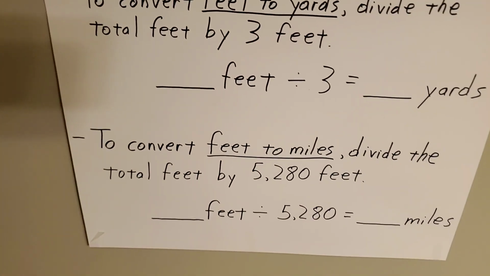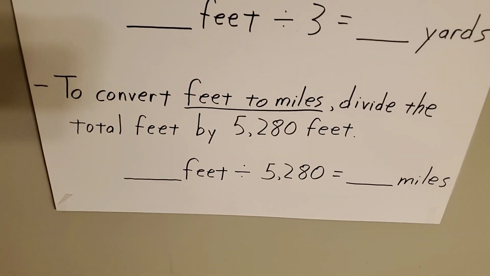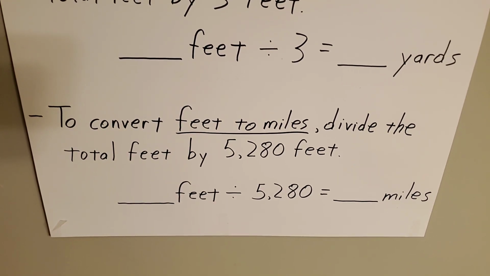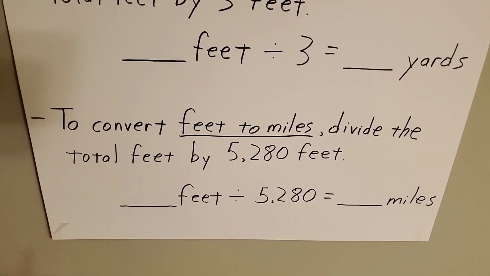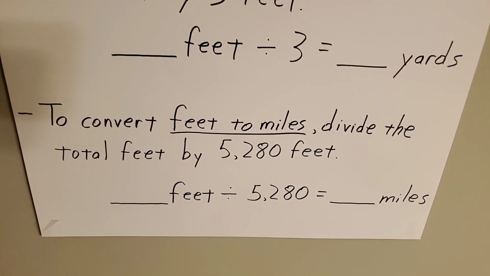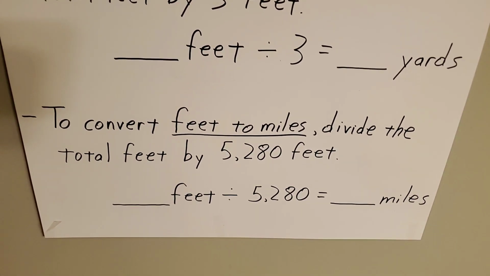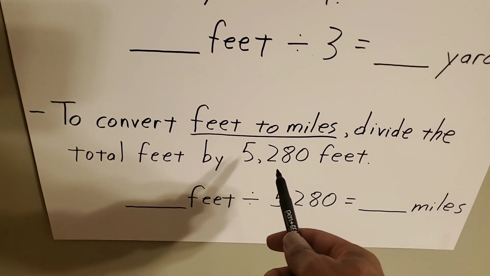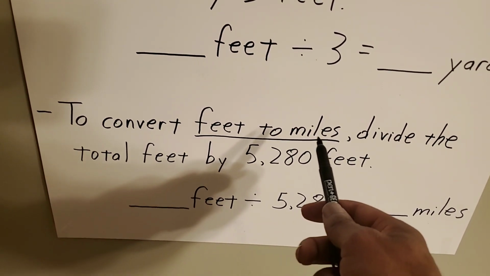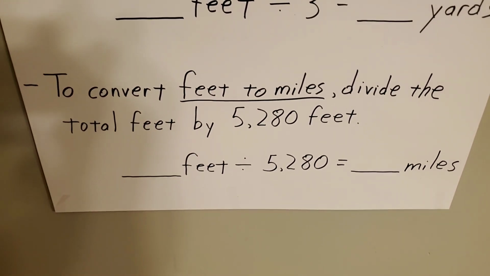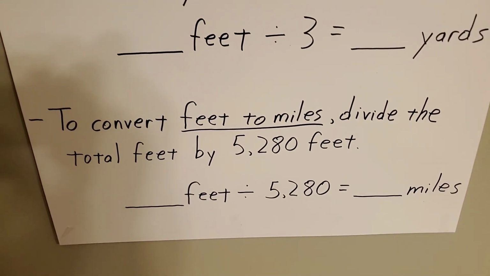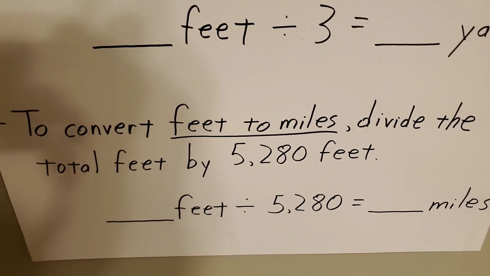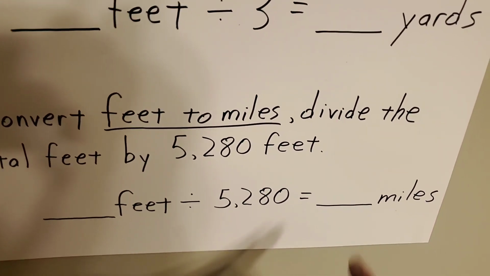Now, pay attention, because you're also going to use this for tonight's assignment. If you want to convert feet to miles, you are going to divide the total feet by 5,280 feet. Why 5,280 feet? Because it takes 5,280 feet to make a whole mile. And this is your formula. If you want to convert feet into miles, take the total number of feet, divide by 5,280, and that will give you your total miles.